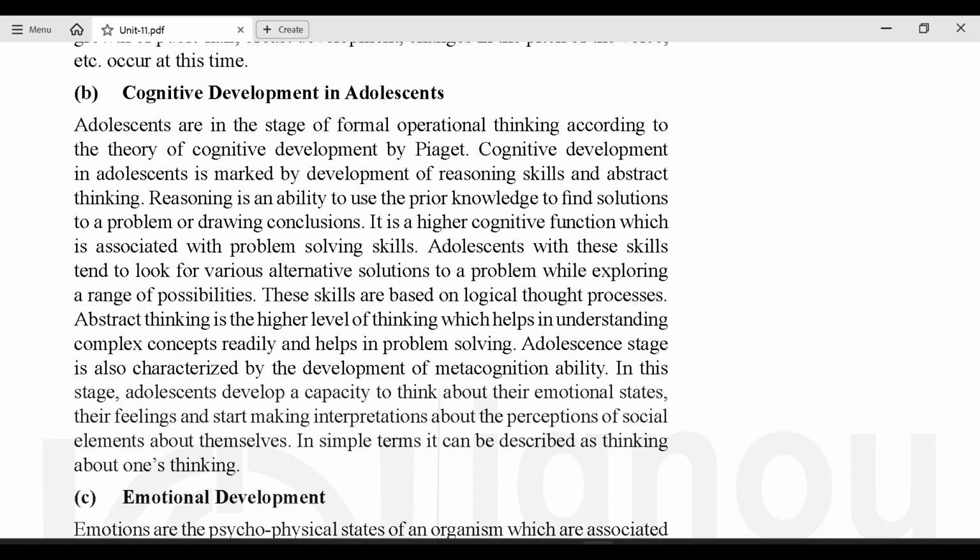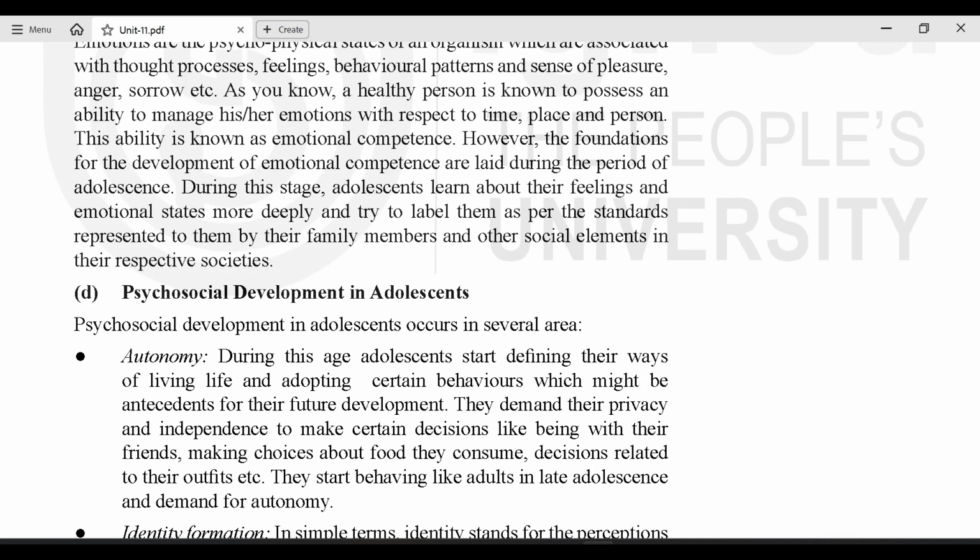C. Emotional development. Emotions are the psychophysical states of an organism which are associated with thought processes, feelings, behavioral patterns, and a sense of pleasure, anger, sorrow, etc. As you know, a healthy person is known to possess an ability to manage his or her emotions with respect to time, place, and person. This ability is known as emotional competence. However, the foundations for the development of emotional competence are laid during the period of adolescence. During this stage, adolescents learn about their feelings and emotional states more deeply and try to label them as per the standards represented to them by their family members and other social elements in their respective societies.